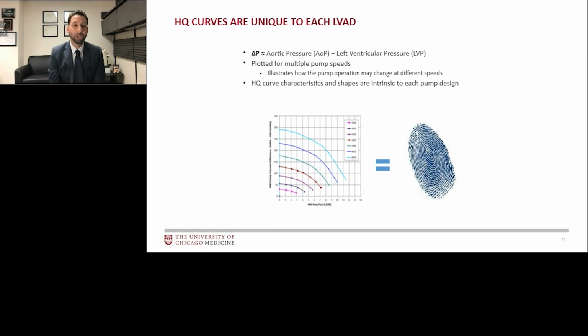There are several HQ curves for a given pump, one for each speed. Here you can see for the HeartMate 3, in pink is the HQ curve at a really low speed of 3,000 RPM, and in light blue is the HQ curve at a fast speed of 9,000 RPM. The characteristic HQ curves, and the set of HQ curves for each speed, is really what defines that pump. The HQ curves for the HeartMate 3 are different than they are for the HeartMate 2, which is different from the HVAD, and this really defines how the pump operates.